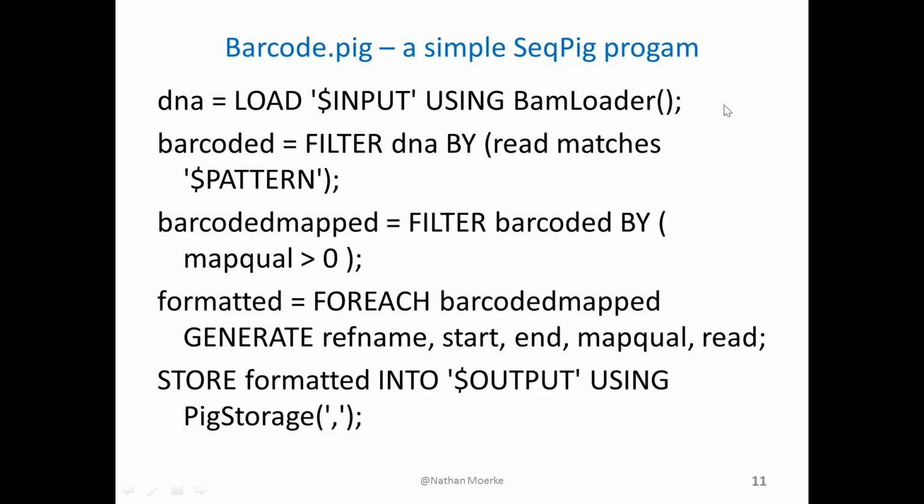After I've loaded in my data, I do a simple pattern matching using a regular expression to filter out all the sequences that contain my DNA barcode of interest. I then do another filtering based on the mapping quality to exclude low quality mapped DNA sequences, and then generate a data structure containing the sequence of interest along with additional identifying information. And finally, the script outputs this in a comma delimited text format, which can be read downstream by other programs.